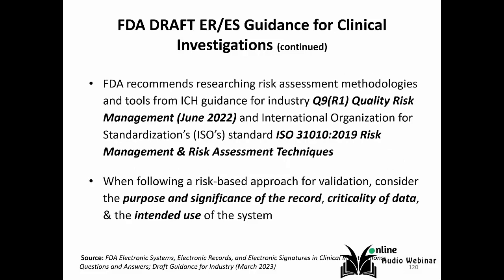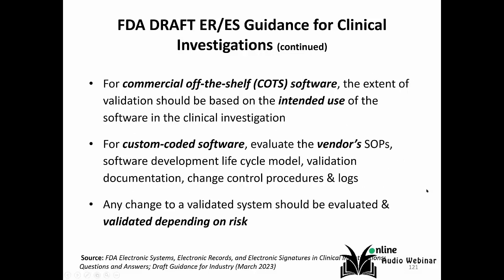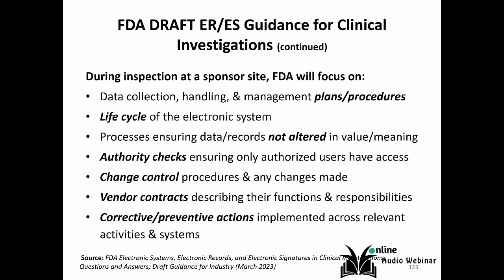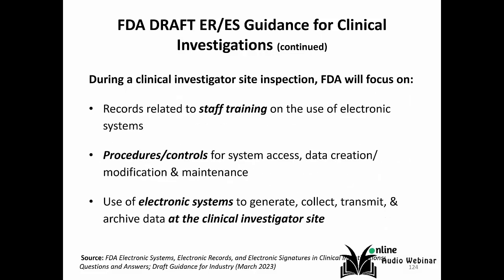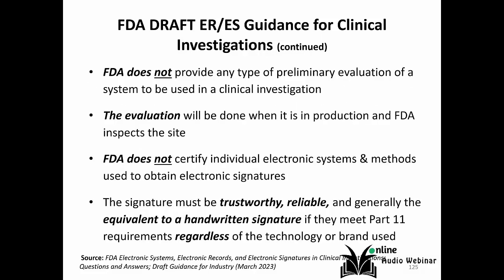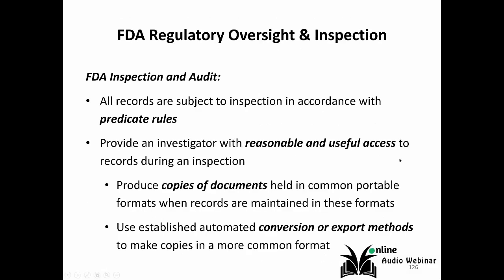Risk assessment methodology. So if you have a commercial off-the-shelf package, a category 3 according to GAMP5. So during inspection at a sponsor site, for example, this is what FDA says they're going to focus on. So during a clinical investigator site inspection, the FDA is going to focus on. Now, FDA doesn't provide any type of preliminary evaluation of the system. Just a quick look at FDA inspection and audit oversight trends.